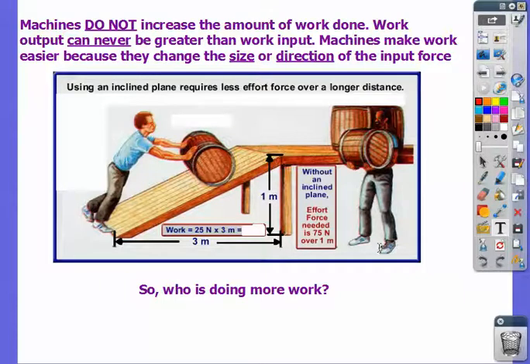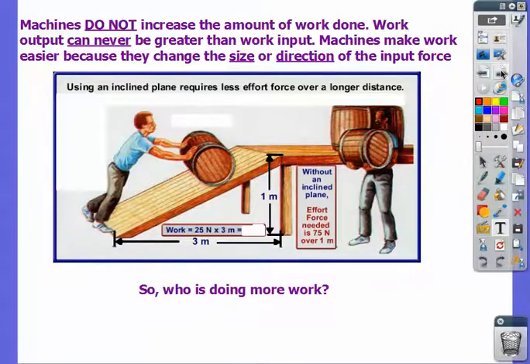Now really, this guy that's lifting the barrel straight up, he's doing the same work that the machine itself is doing, lifting the barrel 1 meter into the air and setting it on the table. This shows that the amount of work done by the machine, the ramp, is the same as the amount of work done by the person using that machine. So our input work, what the guy is doing here using the ramp, is the same as the output work, what the ramp is doing to lift a barrel straight up off the ground. So who's doing more work? In this case, both guys are doing the same amount of work, which is the same as what the machine is also doing.